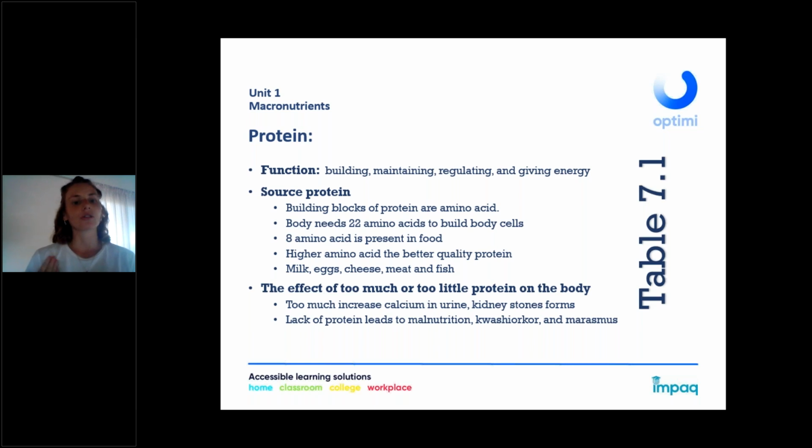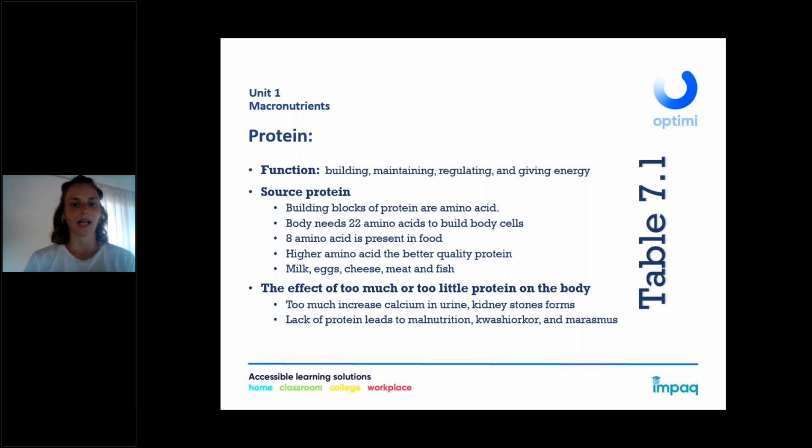Okay, so the source of protein we all know we get in milk and eggs and cheese and meat and fish. But the body needs 22 amino acids to build your body cells. And only 8 is presented in food. So it's so important to make sure whenever you take in protein, you take in a good quality protein so that you can have the right amount for your body to build its tissue and to maintain it and to give yourself energy.